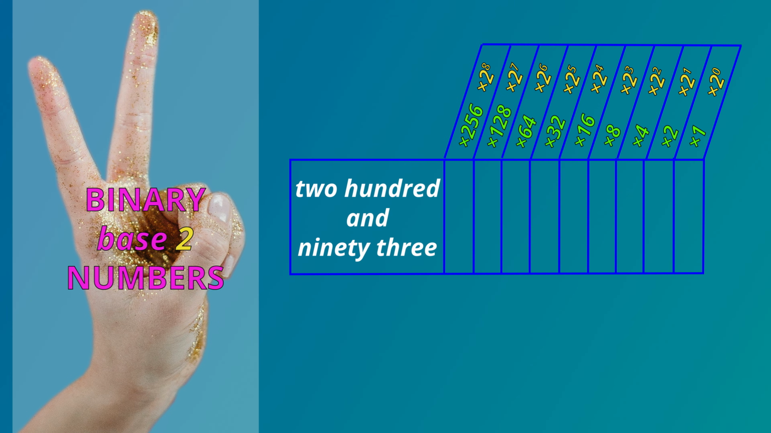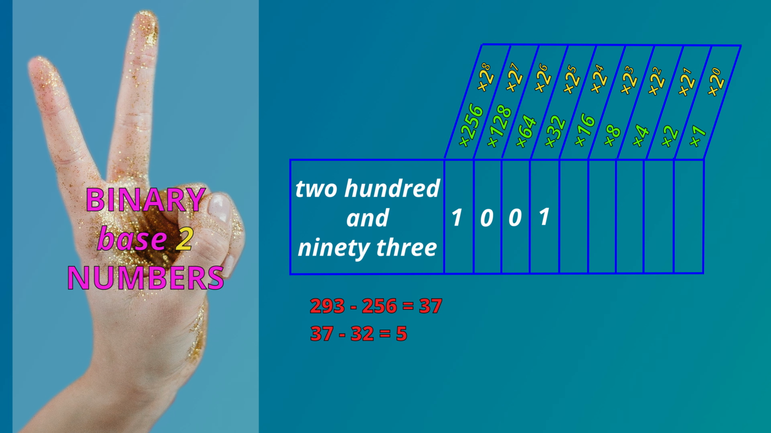Here's our last example. The decimal number 293 is larger than 256, so we can write a 1 in the 256 column. How much is left? 293 minus 256 is 37. 37 is smaller than 128 and smaller than 64, so we write zeros in those columns. But 37 is larger than 32, so we write a 1 in the 32 column. How much is left? 37 minus 32 is 5.